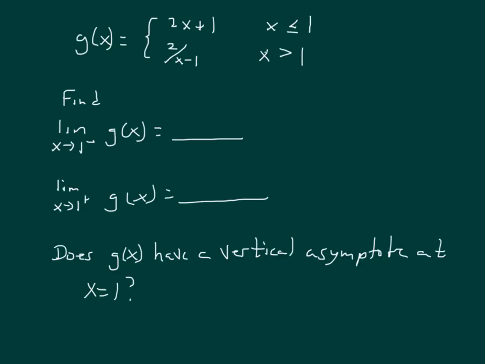Let's take a look at a second function. In this case, we have a piecewise function, g of x, equal to 2x plus 1, and we're going to use that piece when x is less than or equal to 1. And g of x is equal to 2 over x minus 1, and we're going to use that piece when x is greater than 1. And what I'd like you to do is pause the video and determine the limit as x approaches 1 from the left and from the right for g of x.